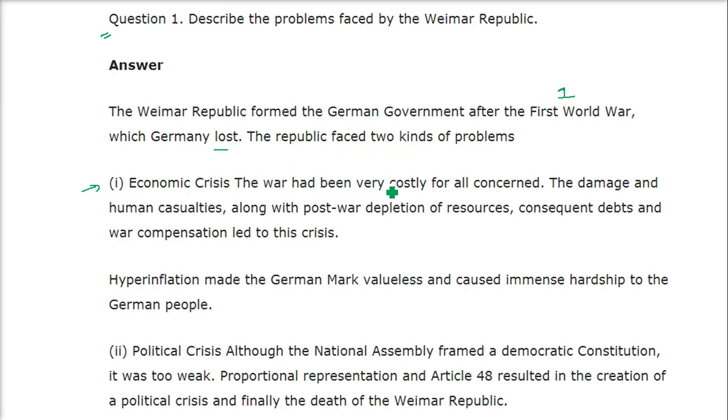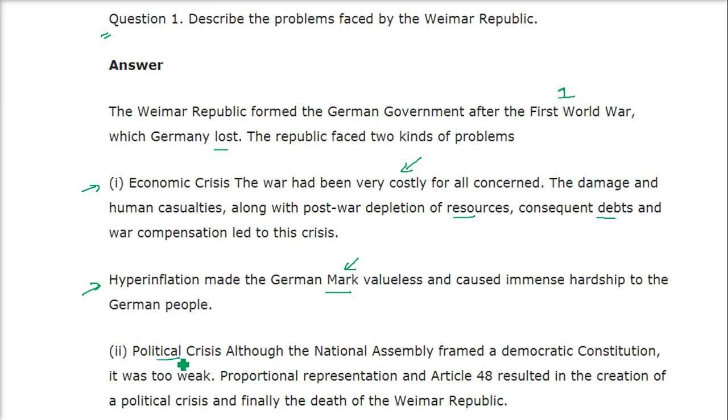The war had been very costly because Germany had taken debt for it. The damage and human casualties, along with the post-war depletion of resources, consequent debts, and war compensation, led to this crisis. Then there was hyperinflation. This made the German mark, which was the currency of Germany, valueless and caused immense hardship to the German people.